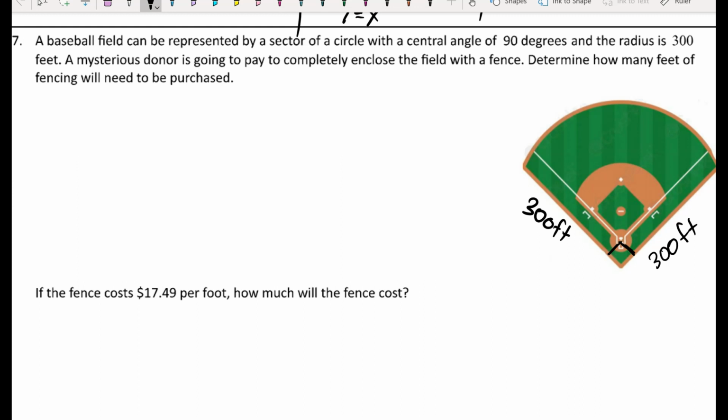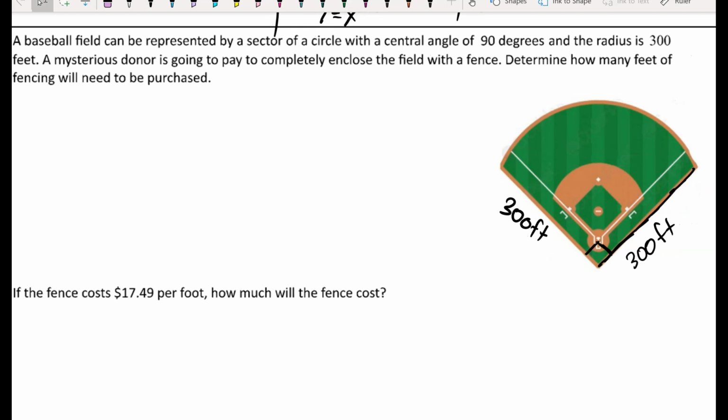Well, there's three parts of this sector, right? There's this straight side that's 300, so I'm going to need at least 300 there. There's this other straight side that's also 300, so I'll need 600 altogether for those straight sides. But I need to figure out how long the distance is along this curve part right there. So if I'm finding the distance along the curve part, that's a part of the circle's circumference. That's called the arc length.